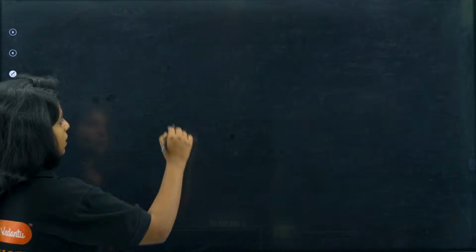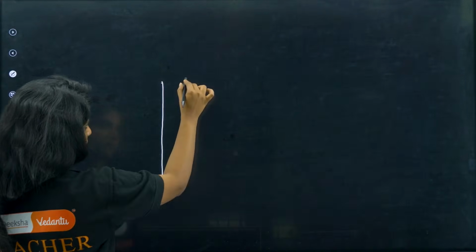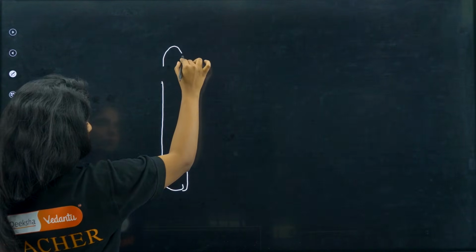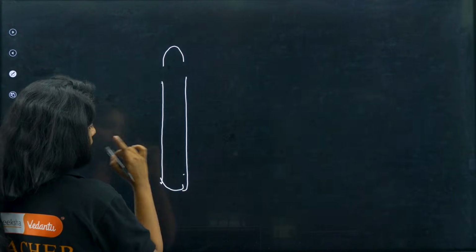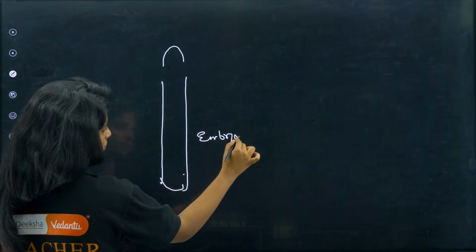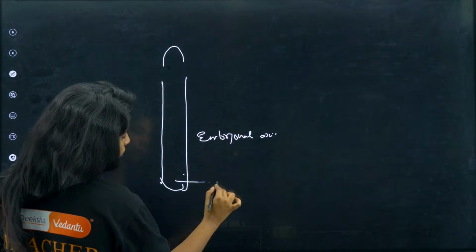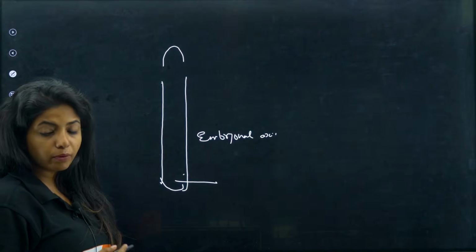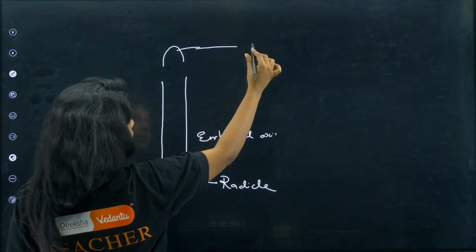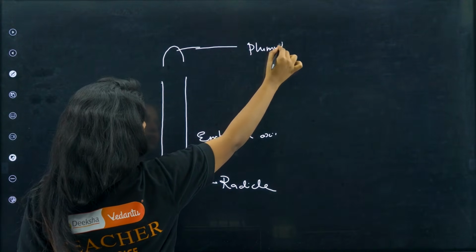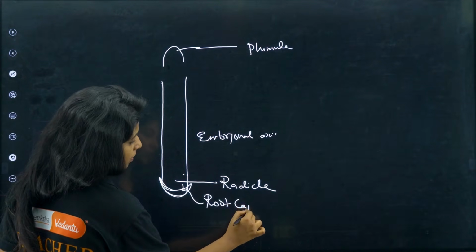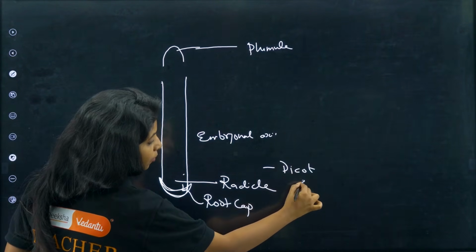See, so there's an embryonal axis. This thing which is there, my dear children, this is the embryonal axis. At the end over here, you have the things that will be forming the roots, so I'll call this region the radicle. And this region is going to form the shoot, which is why I'll call it the plumule. Here, to cover the root and keep it safe, you have the root cap. I am talking about a dicot embryo.